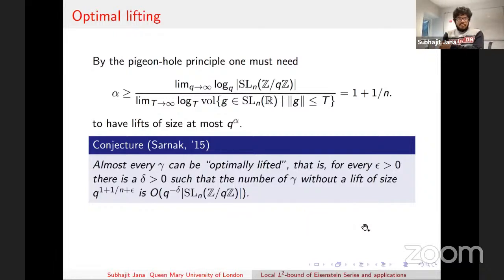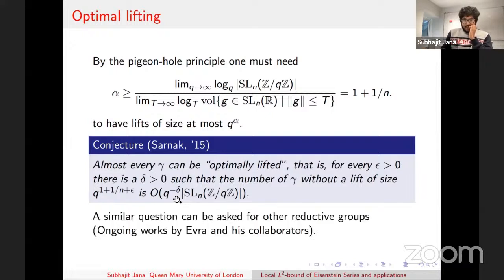The conjecture is that almost every gamma can be optimally lifted. That means that if we choose the norm of the lift to be bounded by 1 plus 1 over n plus epsilon, where epsilon is something very small, there will be almost no gamma that doesn't have a lift, meaning the proportion of gamma which doesn't have a lift of this size is of the order q to the power negative delta. So almost every gamma can be optimally lifted. Similar questions can be asked for other reductive groups, and this is ongoing work by Shaivra and his collaborators.